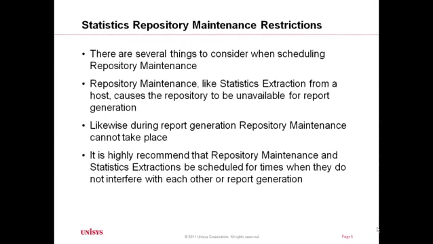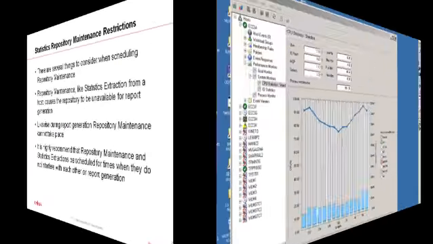There are several things to consider when scheduling repository maintenance. Repository maintenance, like statistics extractions from a host, causes the database to be unavailable for report generation. Likewise, during report generation, repository maintenance cannot take place. It is highly recommended that repository maintenance and statistics extractions be scheduled for times when they do not interfere with each other or report generation.